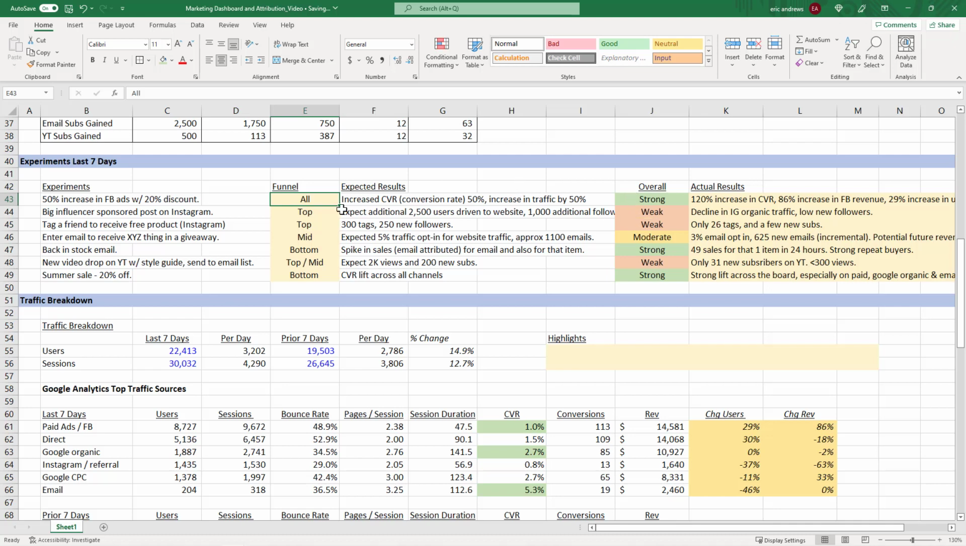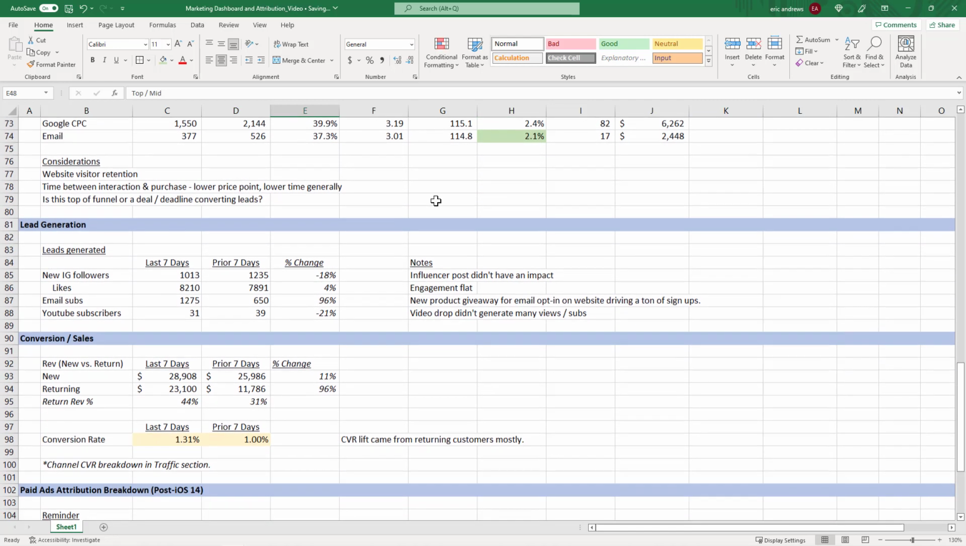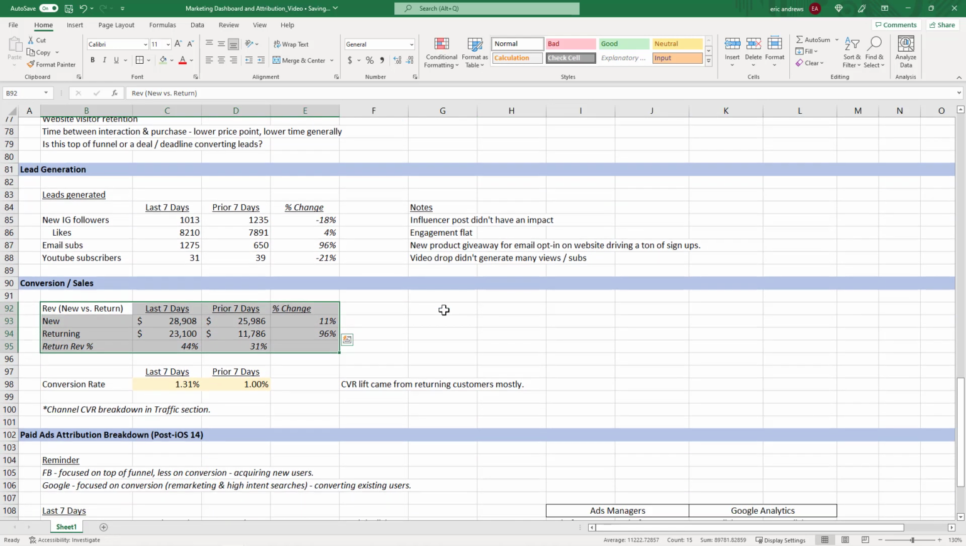And so, one thing to take away is we need to really figure out how to grow top of funnel users. And then everything around conversion was great. Mid funnel did okay. Here didn't do very well. So let's look a little bit at the new versus returning revenue.